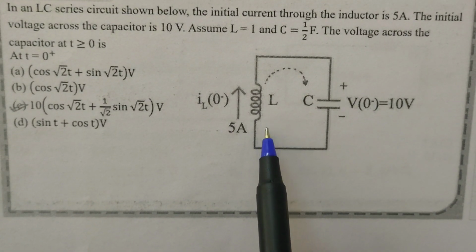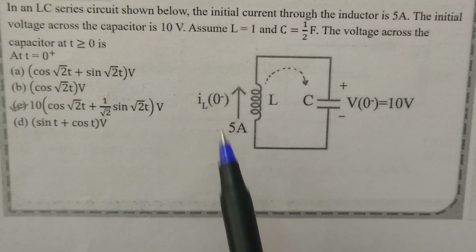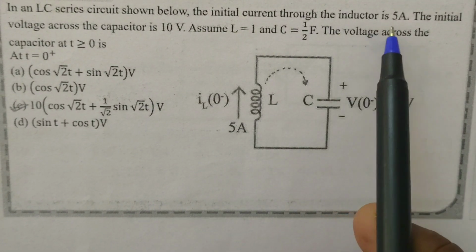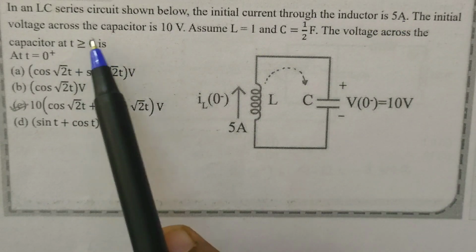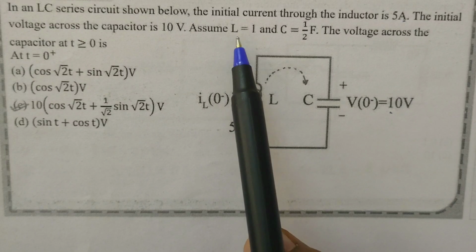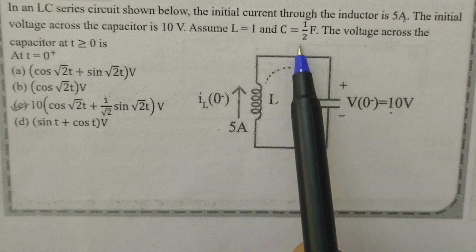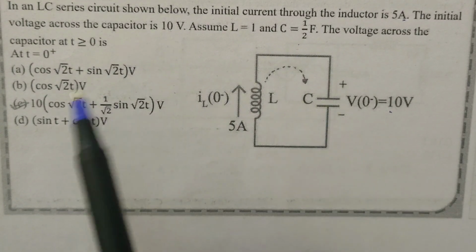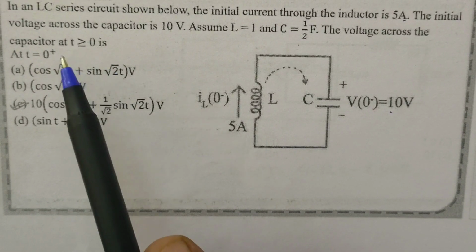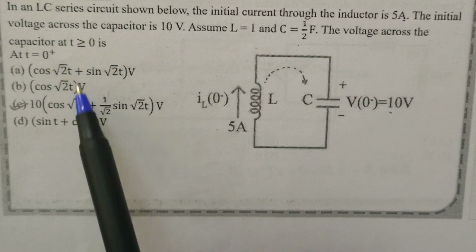This is the LC circuit without any source. In this question, the initial current is given as 5 amperes, and the initial voltage across the capacitor is given as 10 volts. He has given the inductor value and the capacitor value. He is asking for the voltage across the capacitor for t greater than 0, at t equals 0 plus.